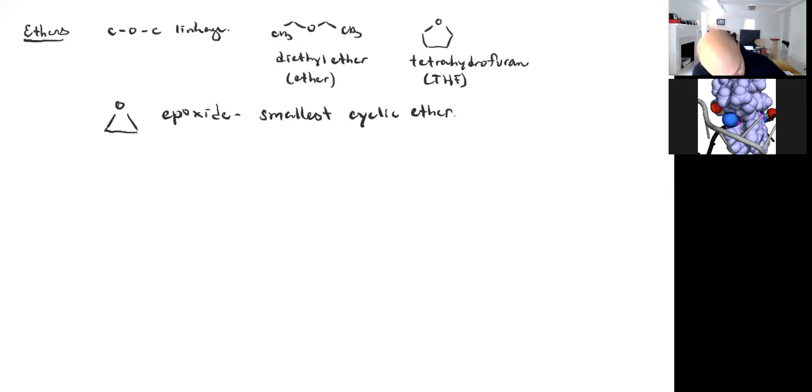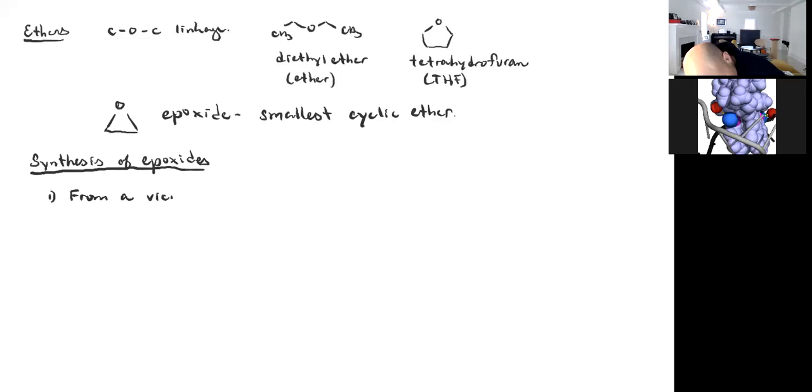There are two common ways to do this. The first is from what we call a halohydrin. More specifically, a vicinal halohydrin.